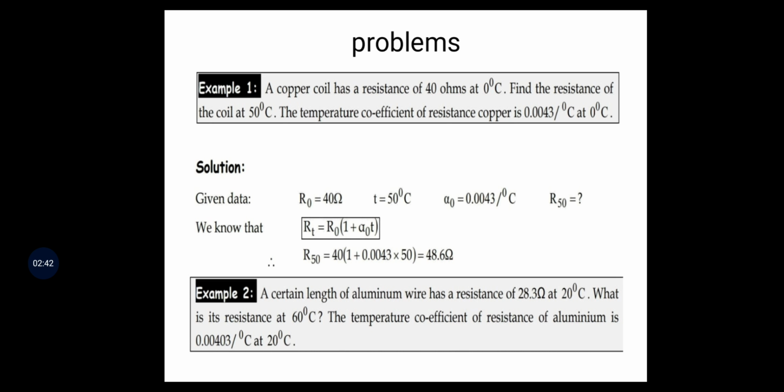Second problem: a certain length of aluminum wire has a resistance of 28.3 ohms at 20 degree centigrade. What is its resistance at 60 degree centigrade? The temperature coefficient of resistance of aluminum is 0.00403 per degree centigrade at 20 degree centigrade.